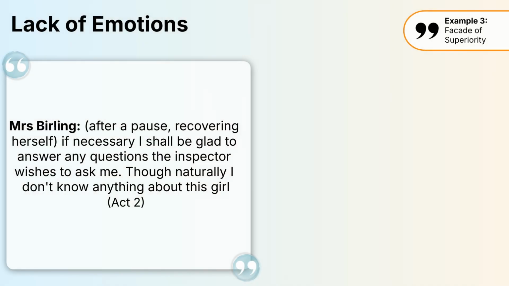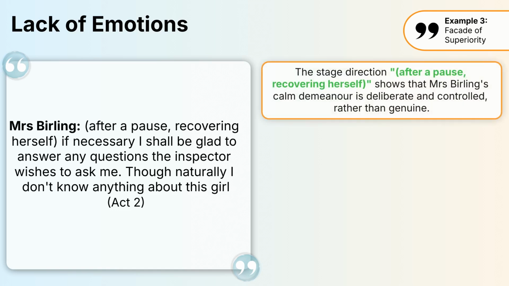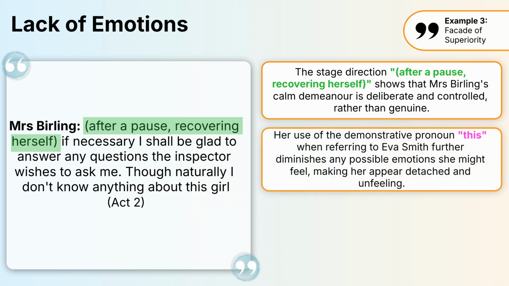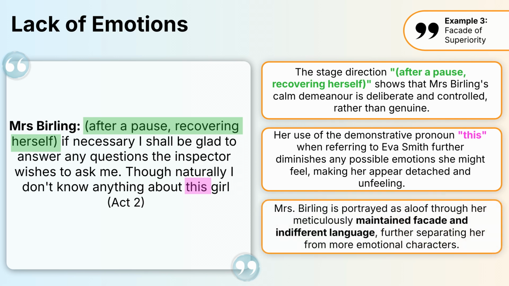This quote exposes Mrs Birling's emotions as manufactured and heavily monitored. The stage direction, "after a pause, recovering herself," shows that Mrs Birling's calm demeanour is deliberate and controlled rather than genuine. Her use of the demonstrative pronoun "this" when referring to Eva Smith further diminishes any possible emotions she might feel, making her appear detached and unfeeling. Therefore, Mrs Birling is portrayed as aloof through her meticulously maintained facade and indifferent language, further separating her from the other, more emotional characters.